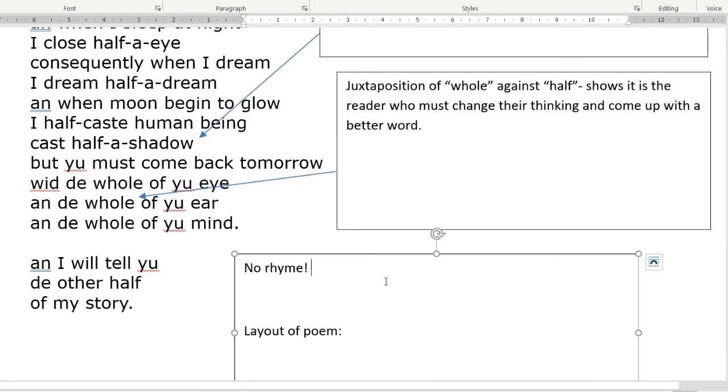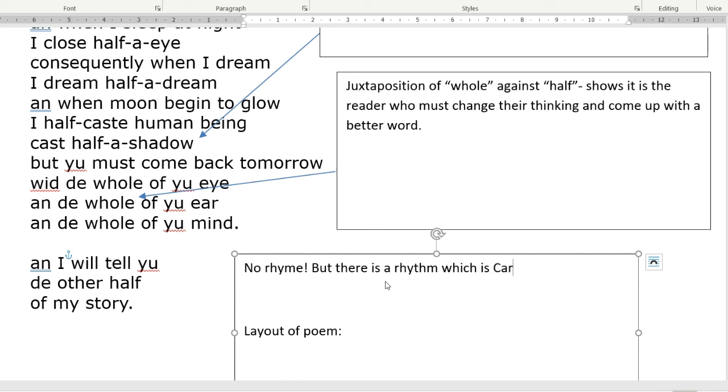Lastly, let's look at the rhyme. There is no rhyme. There's certainly no rhyme pattern, but there is a rhythm within this poem if you were to read it out loud, which sounds almost Caribbean, and that links to the pride again that he has for his heritage and his culture, and he wants to bring that out in his poem.